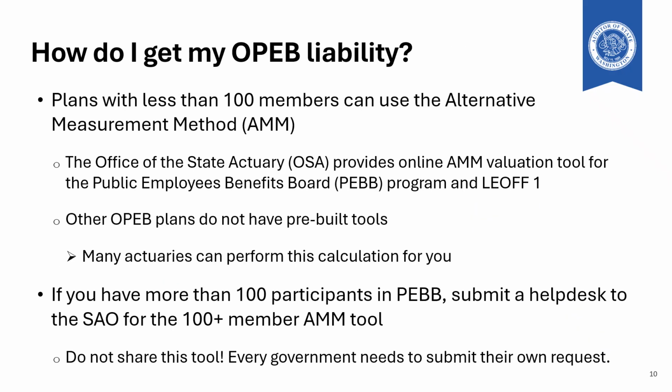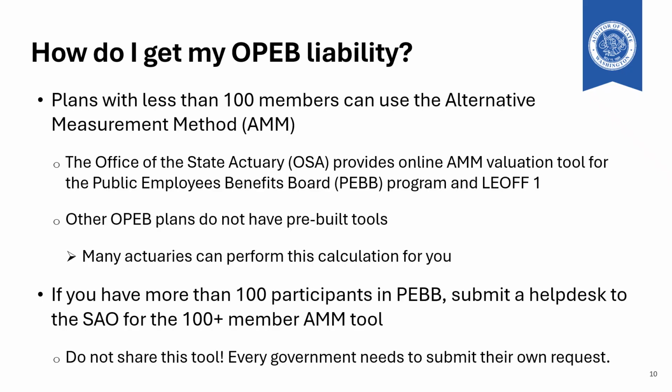Well, how do I get my OPEB liability? Plans with less than 100 members can use the Alternative Measurement Method, or AMM. The Office of the State Actuary provides an online AMM valuation tool for the Public Employees Benefit Board, PEB, and also for LEF 1 plans. Other OPEB plans do not have pre-built tools. Many actuaries can perform this calculation for you for OPEB plans that do not have a pre-built tool.